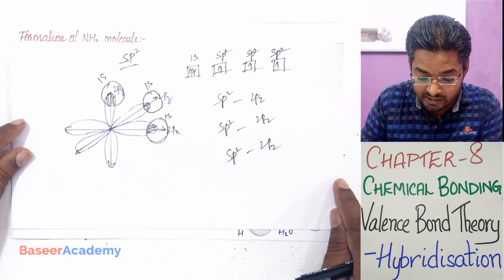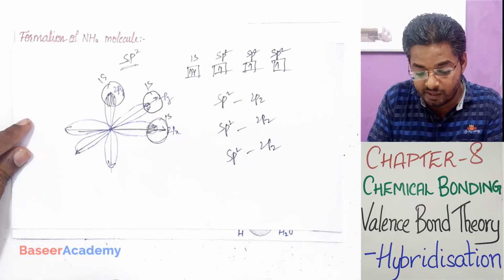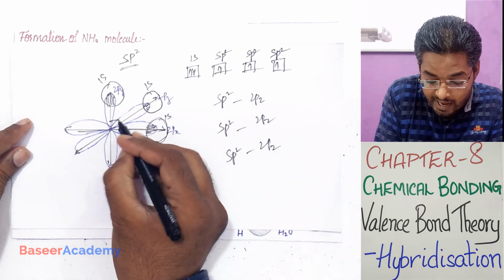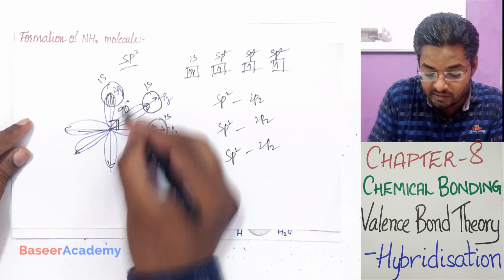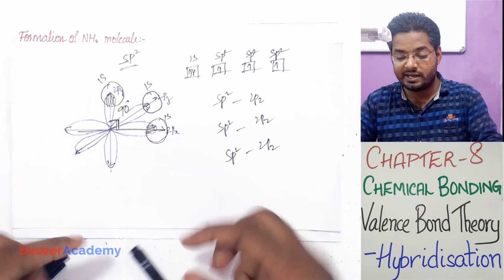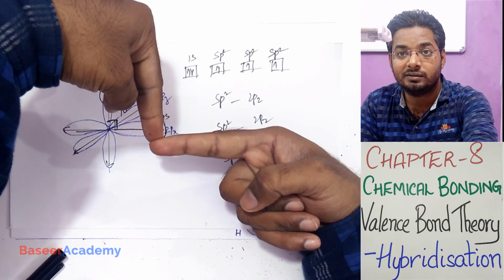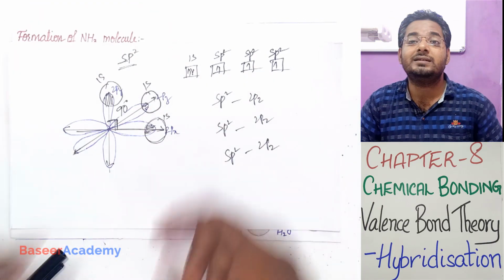But if this happens, since the x-axis, the y-axis, and the z-axis are mutually perpendicular to each other, the bond angle has to be 90 degrees, right? The bond angle has to be 90 degrees because the x-axis and the y-axis are mutually perpendicular to each other.